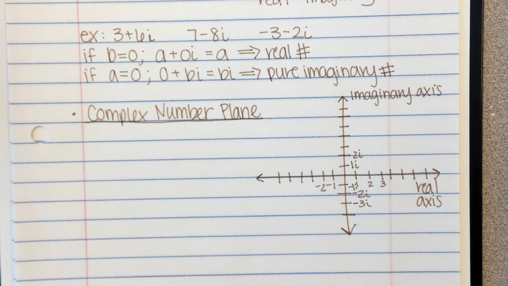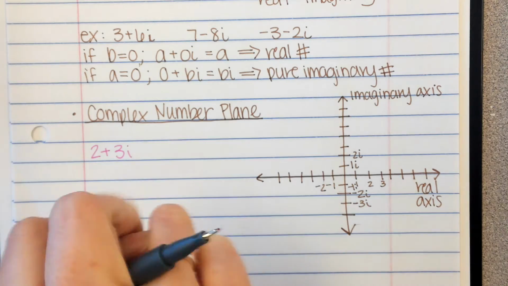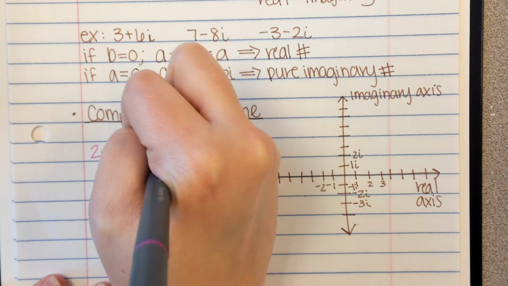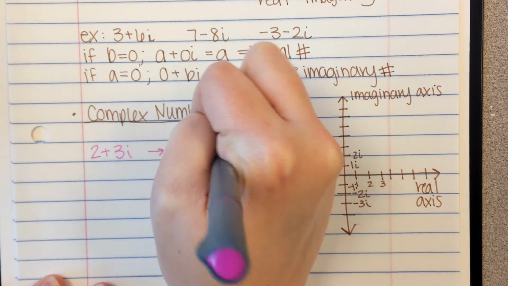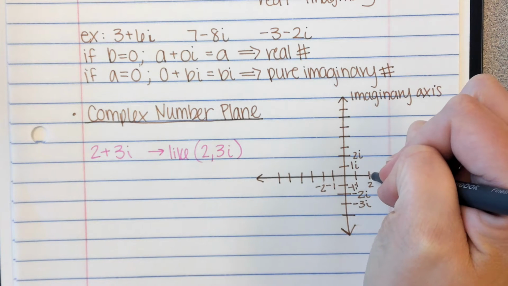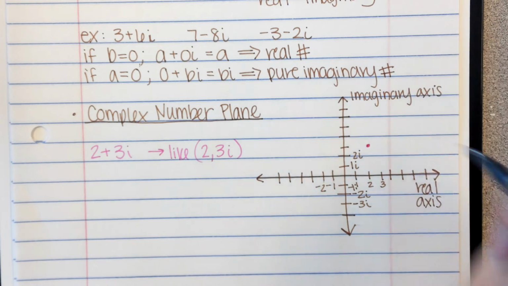Now, we're going to plot them very similar to how we plot a regular ordered pair or coordinate point. I'm going to use some different colors here to help you see where it's at on the graph. If I was to give you 2 plus 3i, we will graph that. If we were thinking of it as an ordered pair, that would be like 2, 3i. So you would go to 2 on the real axis and then go up to 3i on the imaginary axis.